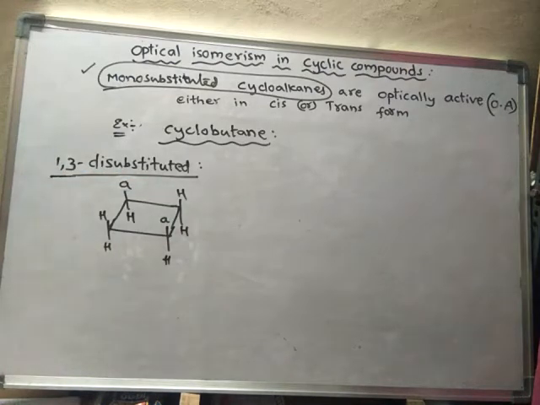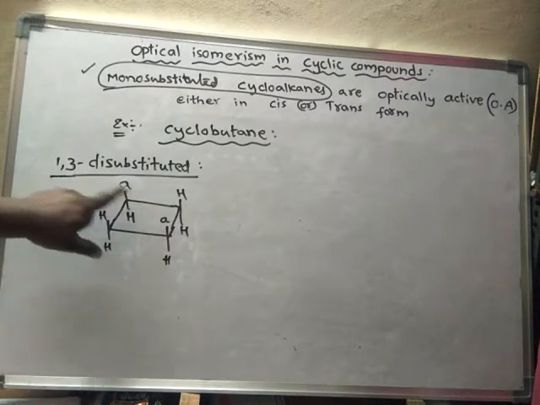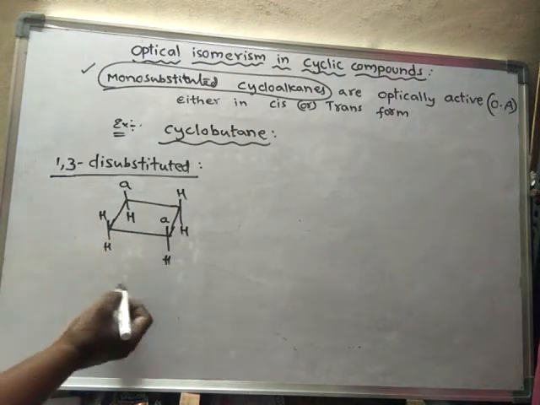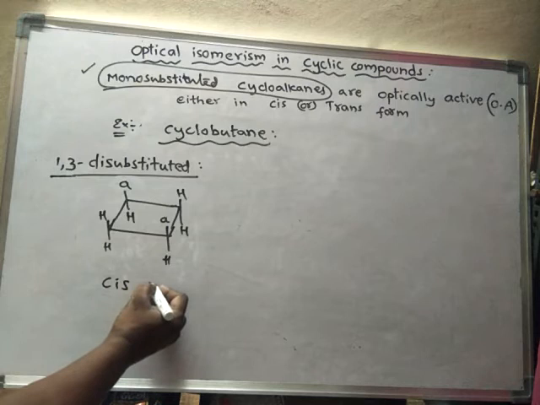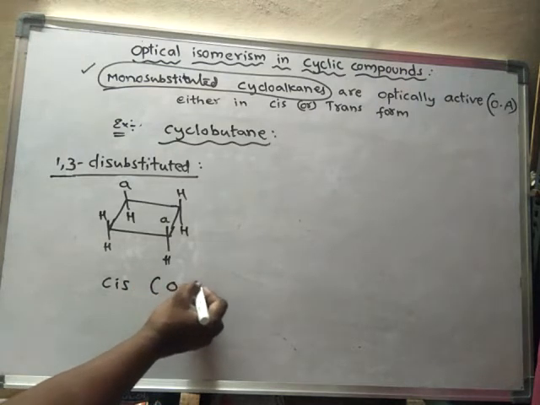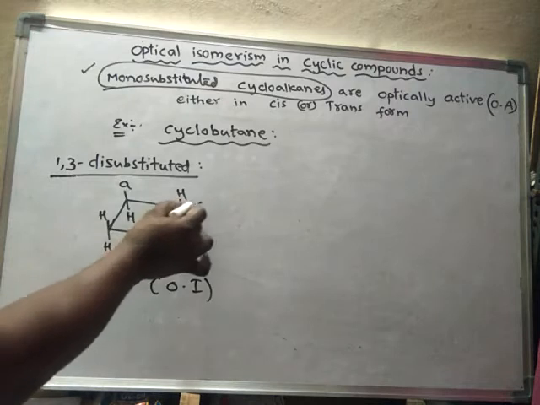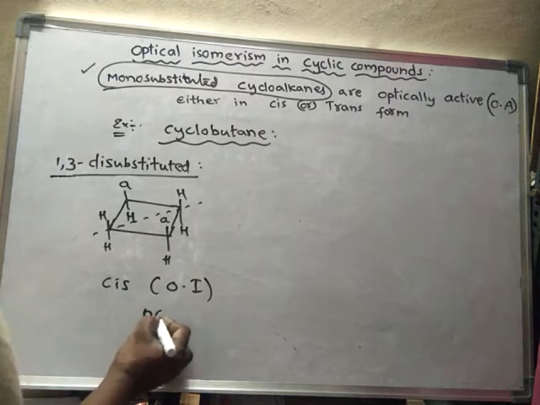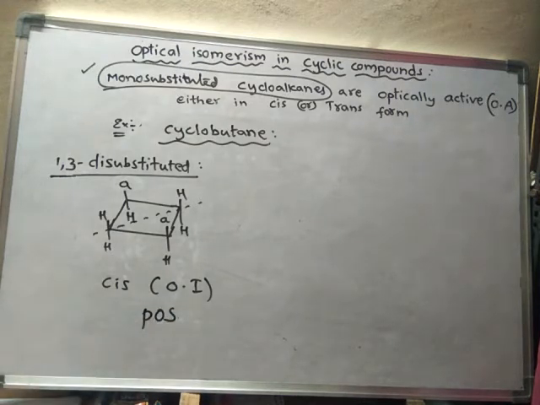So in 1,3 disubstituted compounds, if two substituents are similar, then it is the cis form actually. This cis form is optically inactive because there is a plane of symmetry. We can cut the molecule into two equal halves, and these two halves are alike due to the plane of symmetry. Hence it is optically inactive, not active.